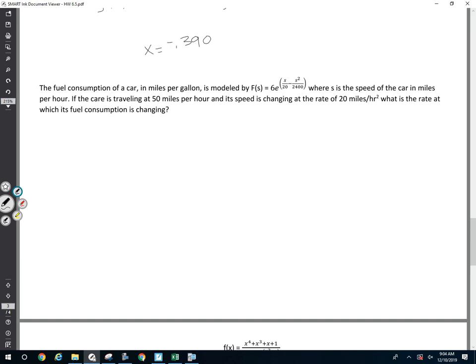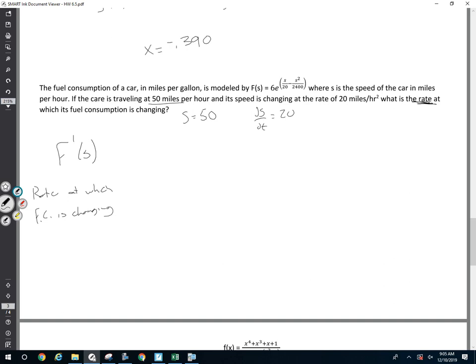Might seem like a tricky question, but if you ever see "what is the rate," you're thinking derivative, the rate of change. So F prime of S would be the rate at which fuel consumption is changing. The car is traveling at 50 miles per hour, so that's S, and its speed is changing at a rate of 20 miles per hour squared, so that's ds dt.